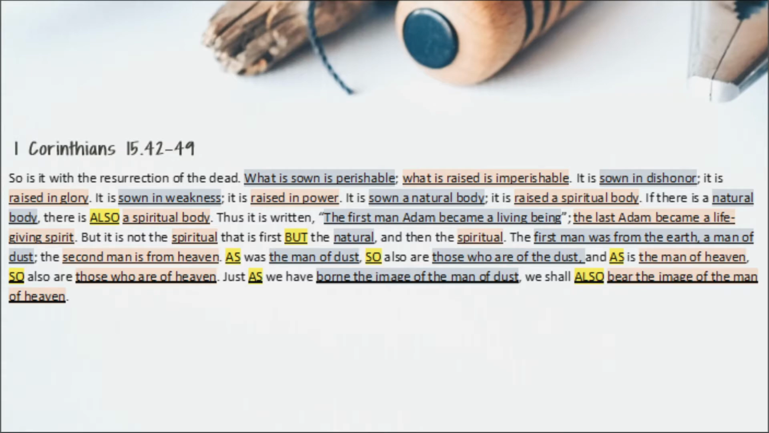But it is not the spiritual that is first, but the natural, then the spiritual. Natural, spiritual, right? The first man, Adam, was from earth, a man of dust. The second man, which is who? Jesus, is from heaven. Okay? As was the man of dust, so also are those who are of the dust. I have that all in blue because we're still going down. As, here's your contrast, the man of heaven, so also are those who are of heaven. Right?